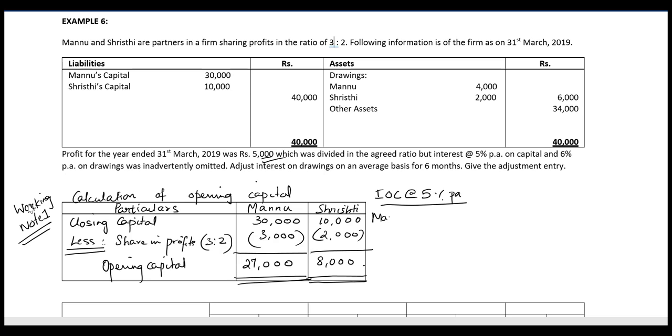For Manu, it's equal to 27,000 into 5 divided by 100, which is equal to 1350 rupees. For Shrishti, it's equal to 8,000 rupees into 5 divided by 100, which is equal to rupees 400.